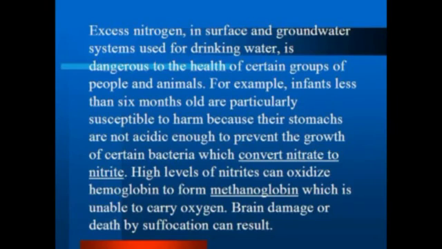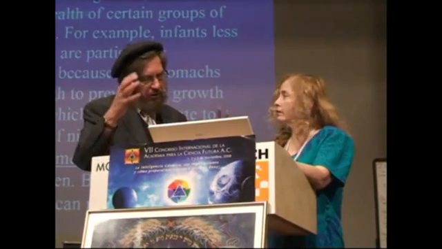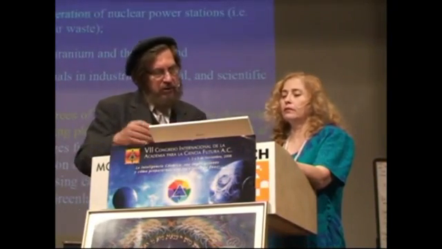So, excess nitrogen in surface and groundwater systems used for drinking water is dangerous to the health of certain groups of people and animals, strategic populations. For example, infants less than 6 months old are particularly susceptible to harm because their stomachs are not acidic enough to prevent the growth of certain bacteria which convert the nitrate to nitrite. And high levels of nitrites, of course, can oxidize hemoglobin to form what is called methemoglobin, which is unable to carry oxygen. In other words, in that capacity, the brain shuts down, and brain damage or death by suffocation takes place.